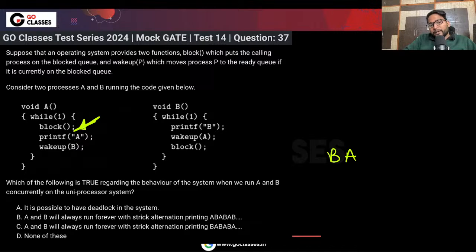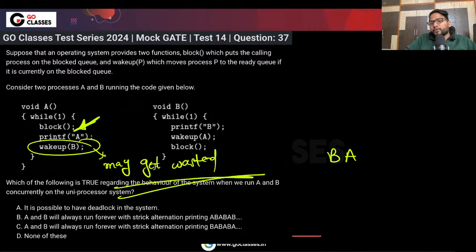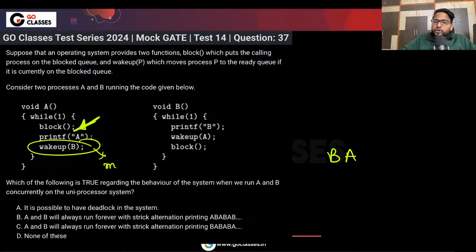Now, what may so happen is that it can wake up this B, and if B is not even blocked, this wake up call may get wasted, right? This may get wasted. This is important here. Since this may get wasted, that is the reason that both may be in the deadlock, right? Because if this is wasted, print A, and then there is no wake up.